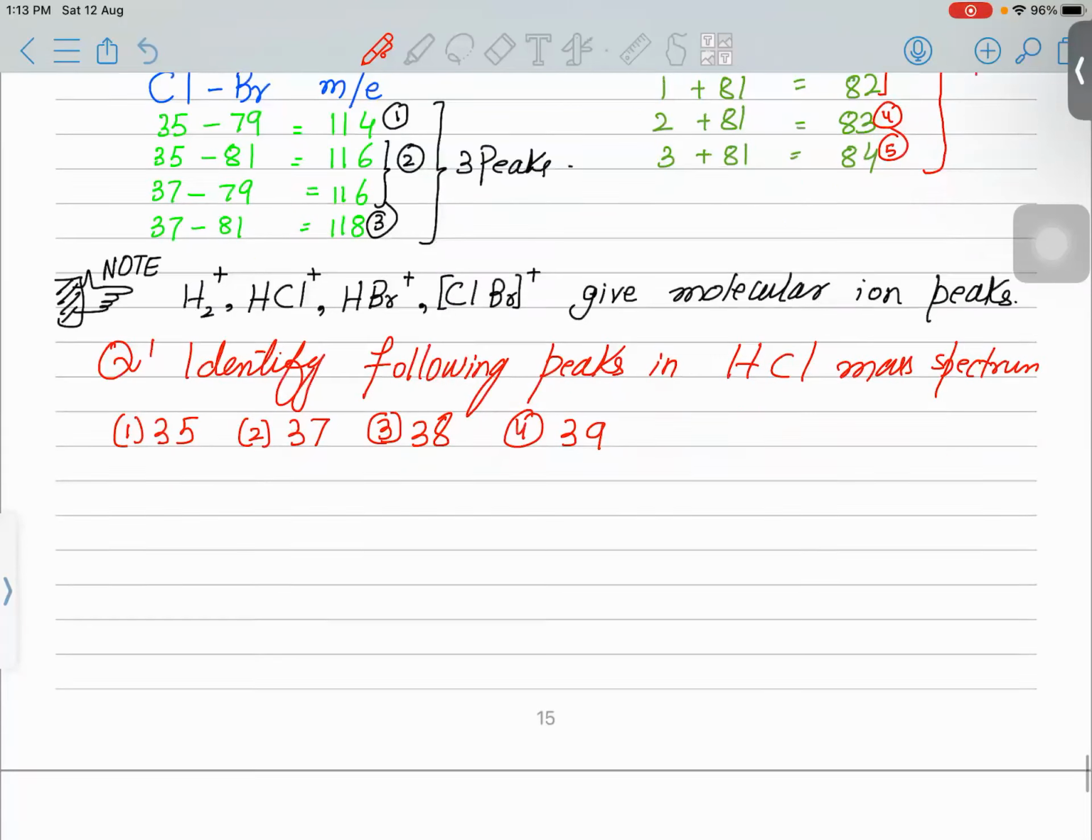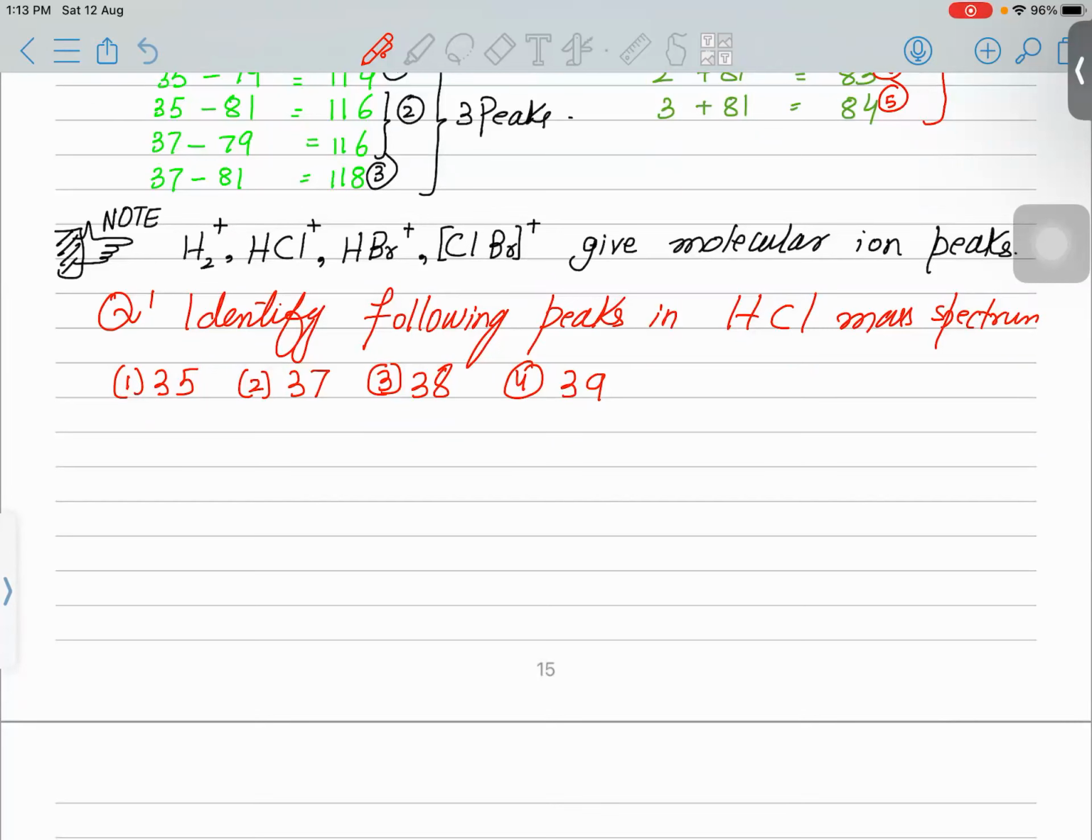Now tell me, in the mass spectrum of HCl, you have the 35 peak. Can anyone tell me this 35 belongs to which species? H minus and then Cl plus? No, not H minus. It can be H0 or H neutral. H0 means there is no charge, right? Then that's not possible. Then how does it become 35?